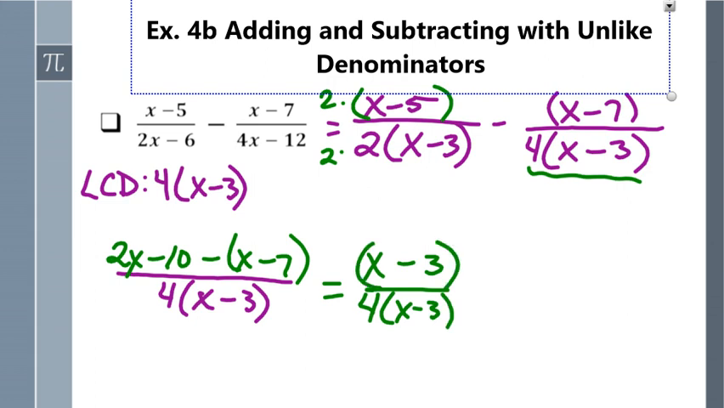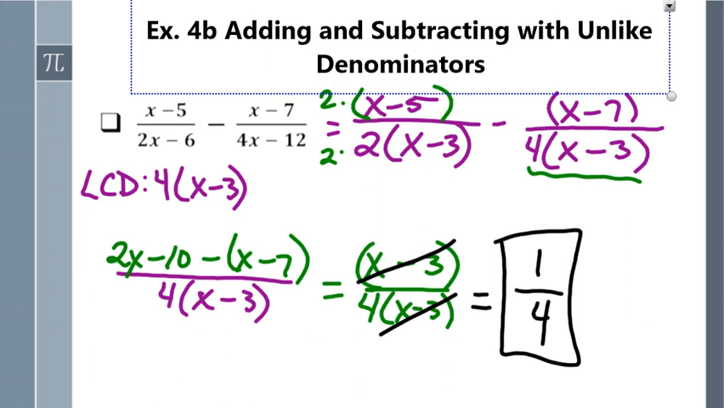Now you should notice that there is something in common with our numerator and our denominator. They both have an x minus 3. So if I cancel that out, all I have left is 1 over 4. So 1/4 is your answer.